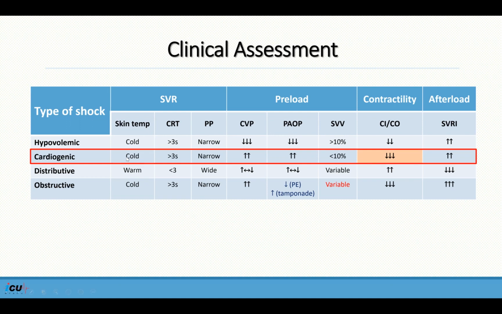Again, clinically, we will see that the extremities are cold, the capillary refill time is prolonged, and the pulse pressure is narrowed. The main problem is contractility. So you can see here the stroke volume, cardiac output, and cardiac index are all decreased. The preload is increased, as you see with increased CVP and wedge pressure; the heart is unable to pump out blood. And there is no stroke volume variability, so SVV will be less than 10%. And of course, the systemic vascular resistance would be increased because of the compensatory mechanism.